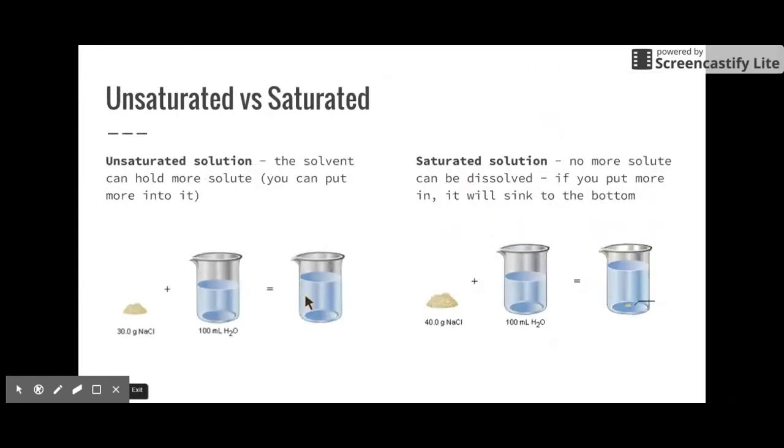So again, let me just remind you what unsaturated versus saturated is. This is not on your note sheet, but it's useful information right now. In an unsaturated solution, the solvent can hold more solute. So if we add more solute in here, the solution can actually take more without it precipitating at the bottom. A saturated solution, on the other hand, can't take any more. So if we put 40 grams of sodium chloride in this water, it'll reach a point where it won't dissolve anymore, and that's called a saturated solution.